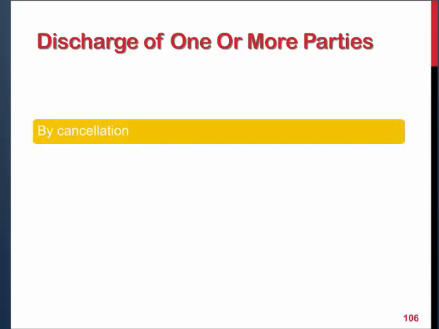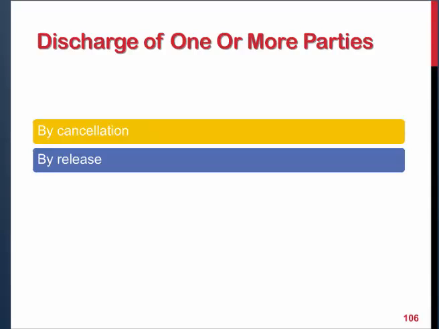Discharge of one or more parties. A party is said to be discharged from his liability when his liability on the instrument comes to an end. A party can be discharged by the following methods. By cancellation: when the holder of a negotiable instrument deliberately cancels the name of any of the parties, the party whose name and subsequent parties whose names are so cancelled are discharged from the liability.